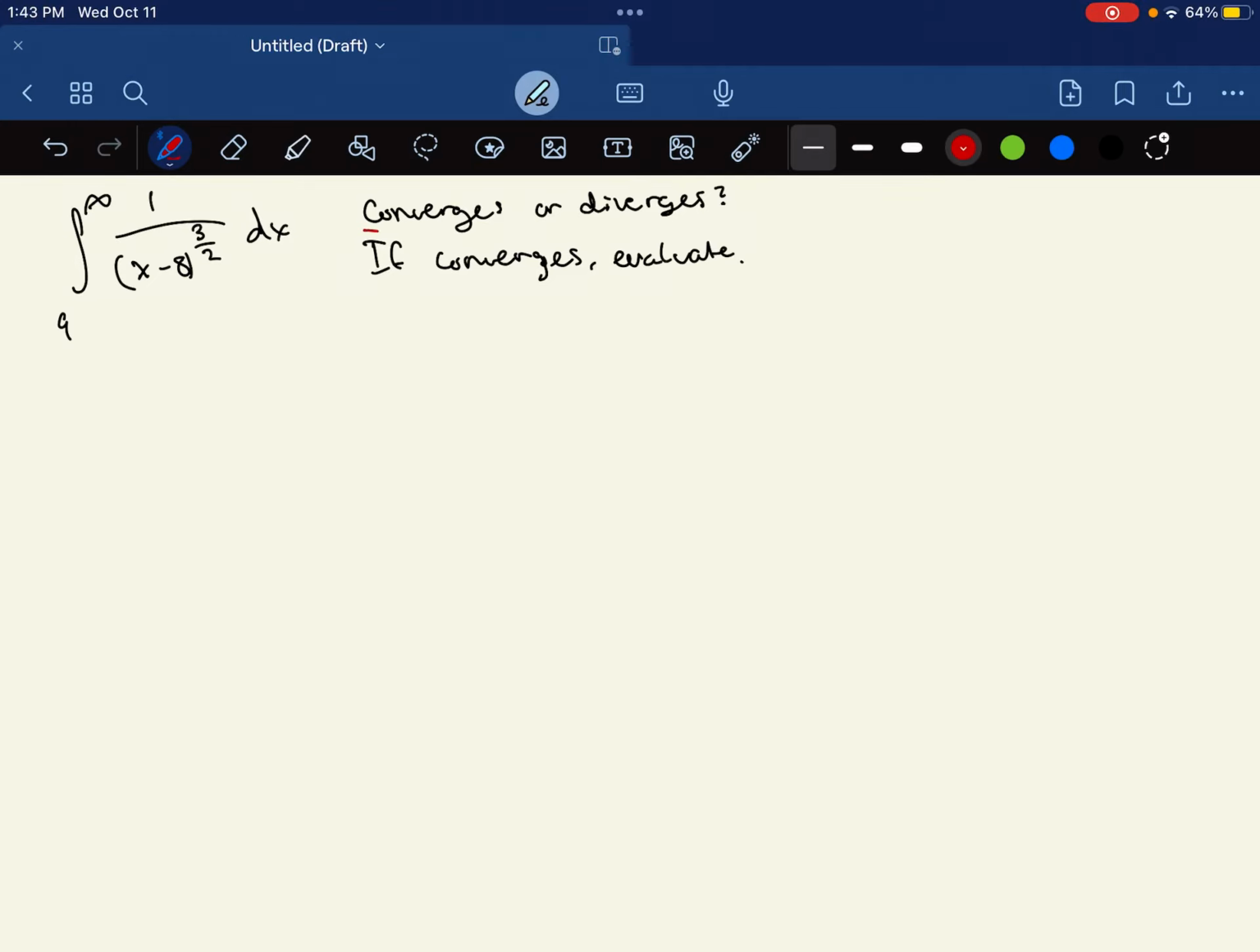Alright, so we got this problem here. We want to know if it converges or diverges, and if it converges, then evaluate it. First thing we're going to do is check to see if this is an improper integral, which it clearly is because it's got infinite bounds. So let's state that.